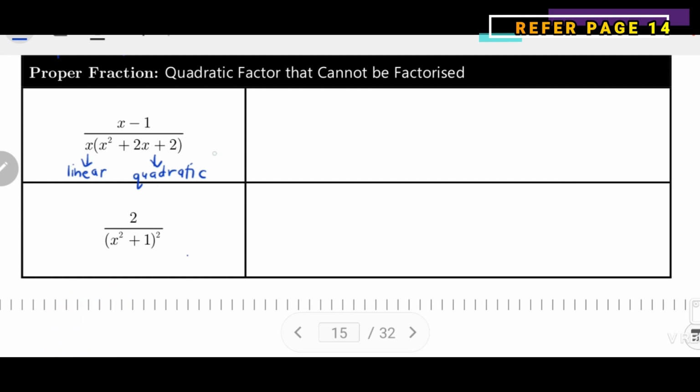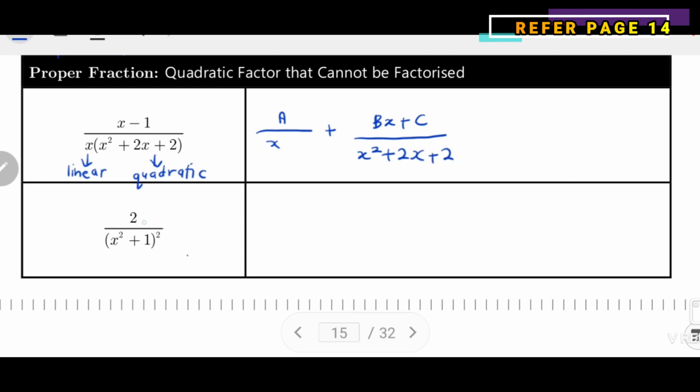So when we express this fraction as partial fractions, we're going to have a constant a over the linear x, plus for the quadratic, we're going to have a linear factor on top of the quadratic. So we have plus bx plus c over the quadratic factor, which is x squared plus 2x plus 2.